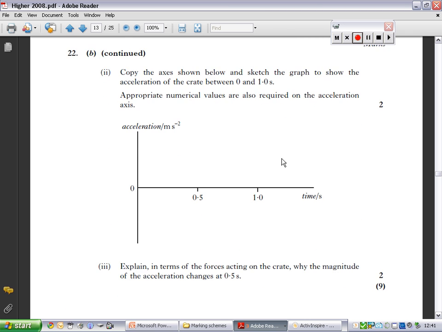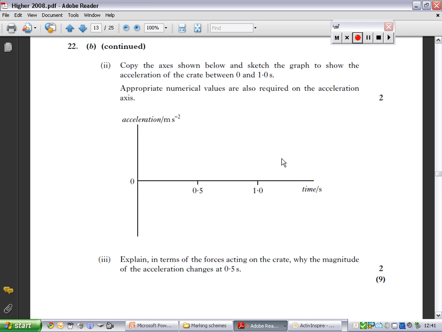Let's keep going. We've only got a few minutes, but we'll manage. Copy the axis shown below and sketch the graph to show the acceleration of the crate between 0 and 1 seconds. Approximate numerical values are also required on the acceleration axis. So that's 2 minutes. Right, stop there. We'll finish this off.